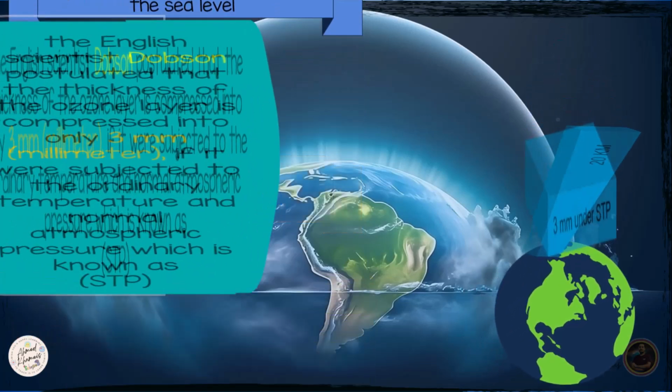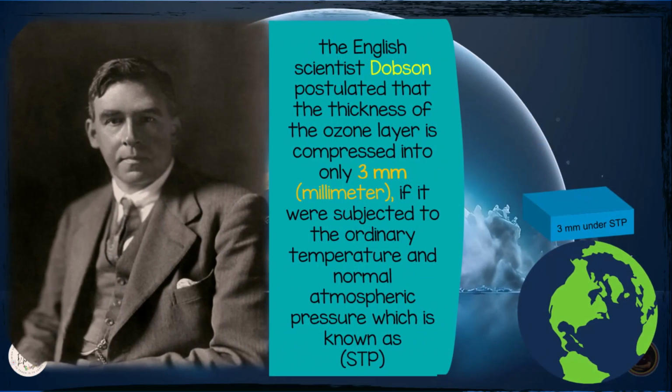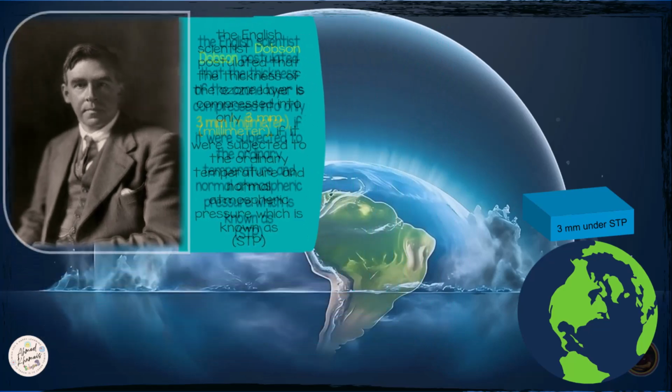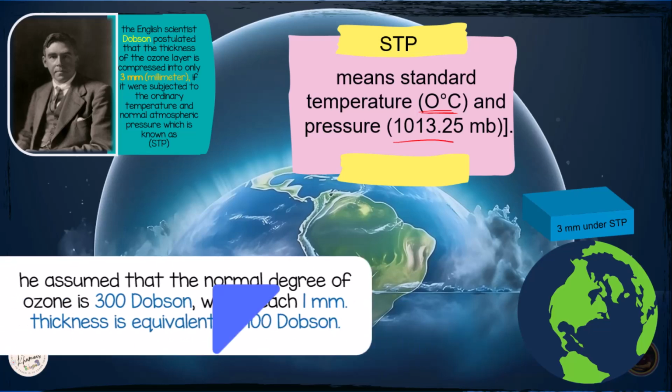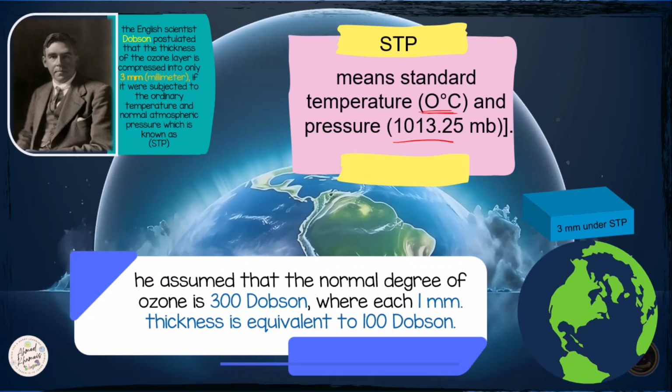But the scientist Dobson postulated that the thickness of the ozone layer, if compressed under STP, meaning standard temperature and pressure, would form a layer of only 3 millimeters. STP means standard temperature, 0 degrees Celsius, and standard pressure, 1 atmosphere or 1013.25 millibar. So Dobson assumed that the normal degree of ozone is 300 Dobson units, where each 1 millimeter is equal to 100 Dobson.